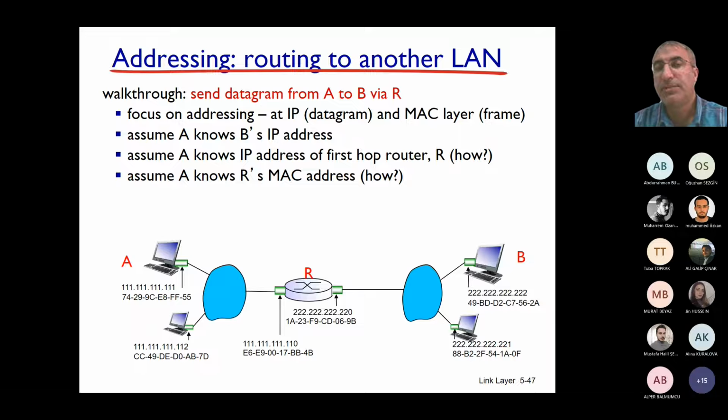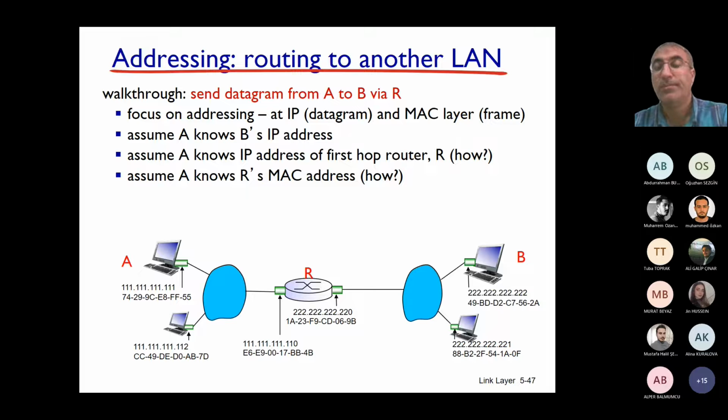Okay, let's look at addressing, how it works and how we use this address to transfer a frame from one node to another node in another LAN. Assume that we have a local area network here, the first LAN, and there are many nodes attached, in this case node A. We have another local area network, and similarly a number of nodes are attached to it. These two LANs are connected through a router R.